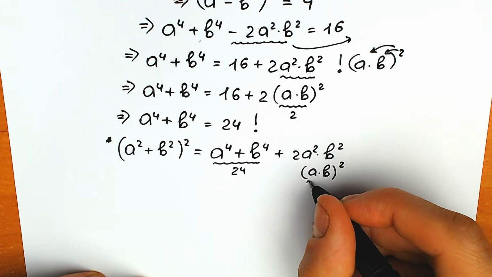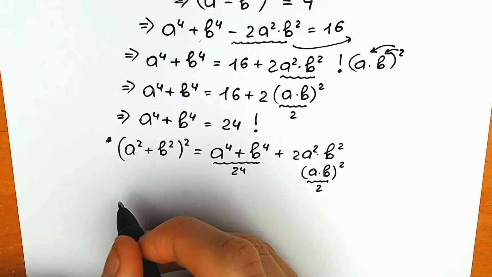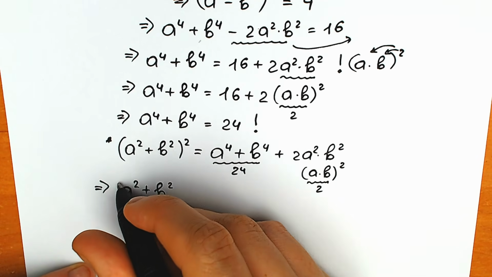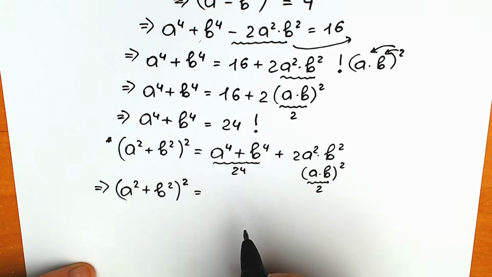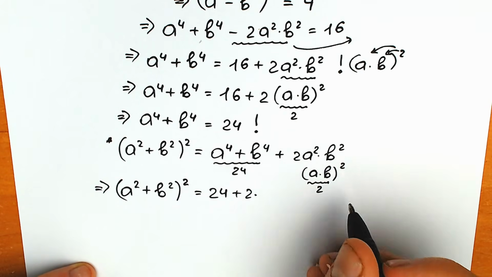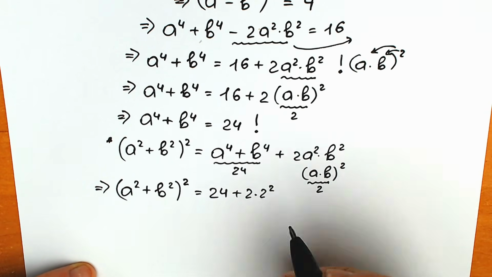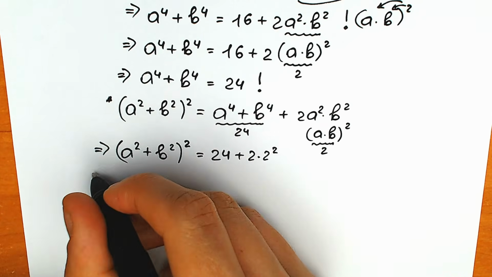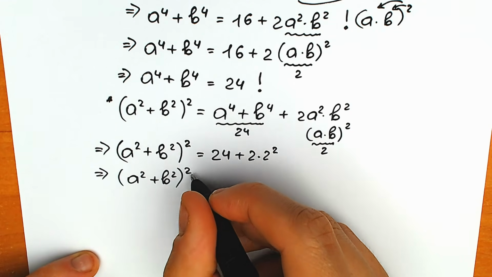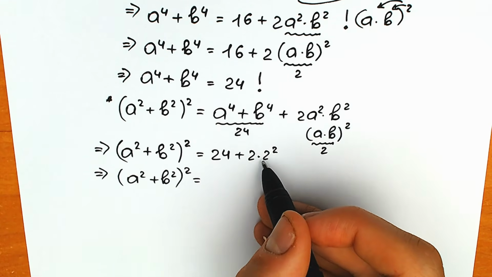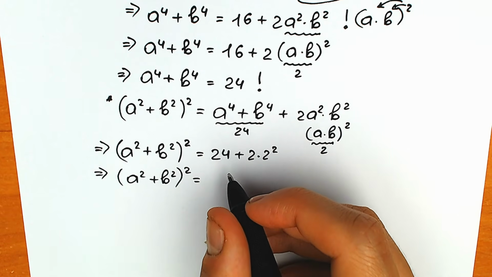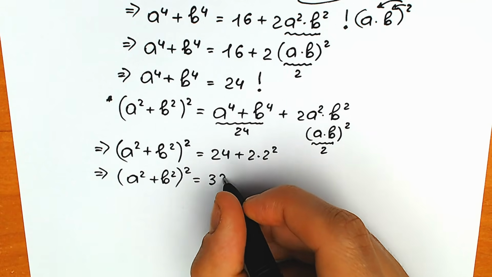But a times b, we know, is equal to 2. So as a result, let's use everything. So we have (a square plus b square) to the power 2 equal to, what do we know? We know 24, so let's write 24 plus, right here, 2 times 2 square. I hope you understand it. 2 times 2 square. And here we have (a square plus b square) to the power 2 equal to 24 plus 2 square, which is 4, 4 times 2 is 8, 24 plus 8 equal to 32. Equal to 32.